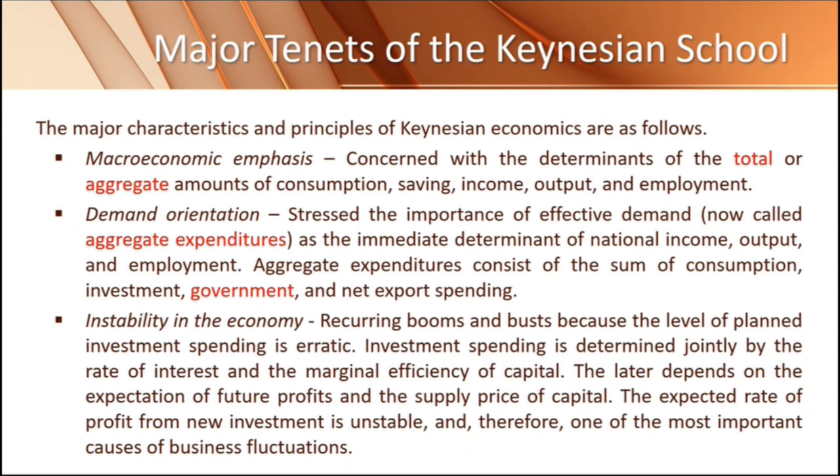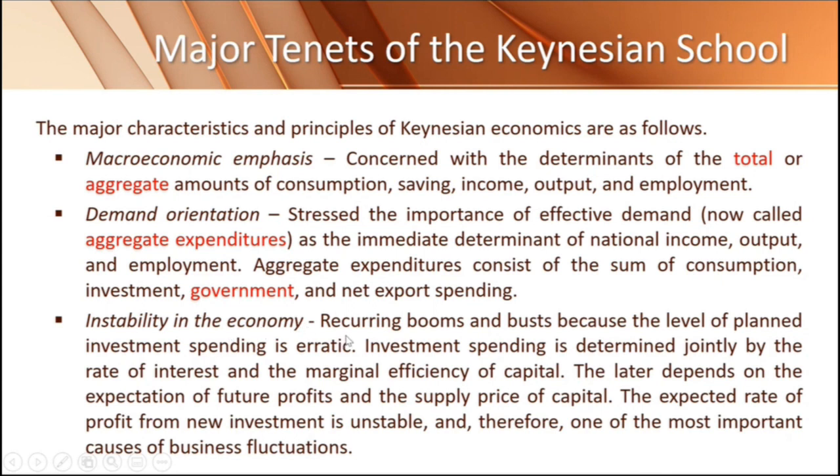Second principle, demand-oriented. The Keynesian school is more demand-oriented. Even the classic school may also be demand-oriented, but the neoclassic school will say that it is both demand and supply-oriented. Right? Okay, for the Keynesian school, this principle stresses the importance of effective demand, now called aggregate expenditure, as you have just studied in your macro one, as an immediate determinant of national income, output, and employment. Aggregate expenditure consists of the sum of consumption, investment, government, and net export spending. Right? In your macro one, if you use the most basic AE model, AE equals C consumption plus I investment plus G government expenditure. Of course, if you want to expand into international trade, you should have net export spending, export minus import. Okay? So your aggregate expenditure AE consists of C plus I plus G plus net export, from the Keynesian school perspective.